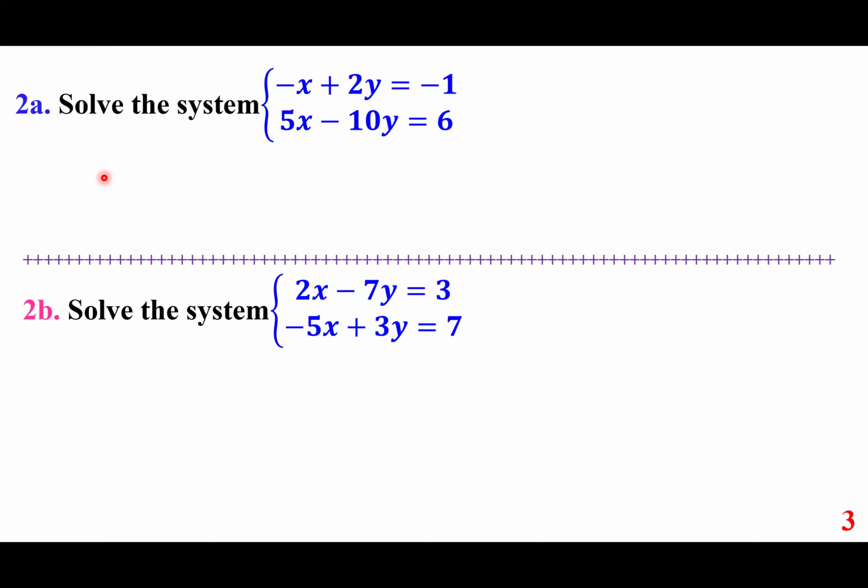So we want to solve this system. Minus x plus 2y equals -1, 5x minus 10y equals 6. And there are different ways of handling it. One is to figure out you want to get rid of one of the variables. For example, if I want to get rid of x, I can multiply this one by 5. It's called the elimination method. So if I multiply this by 5, what happens? I get minus 5x plus 10y equals -5. I'm going to repeat the second equation unchanged.